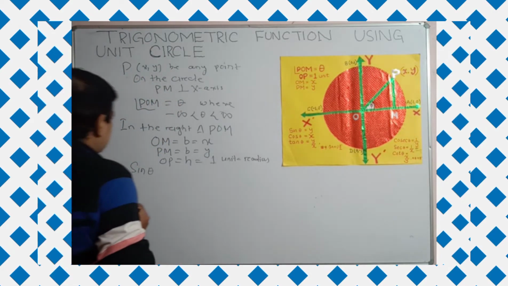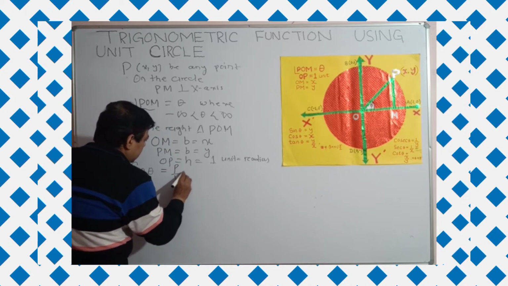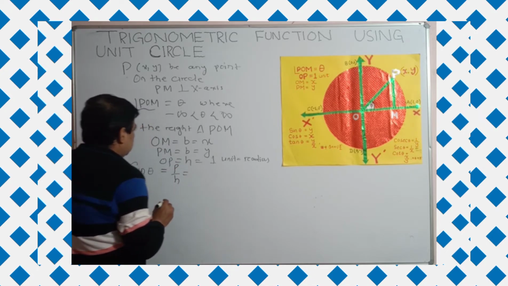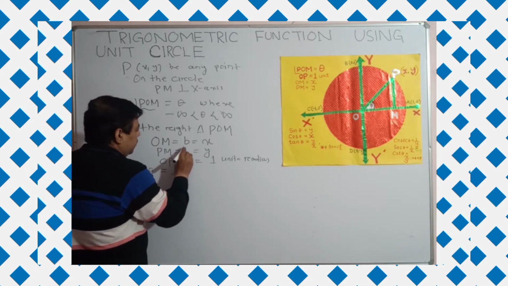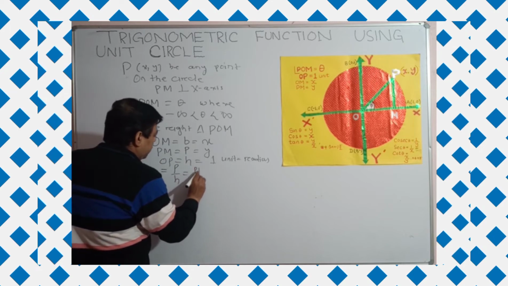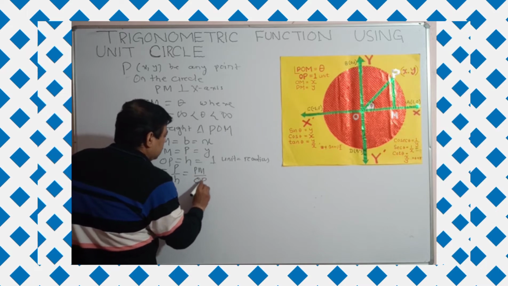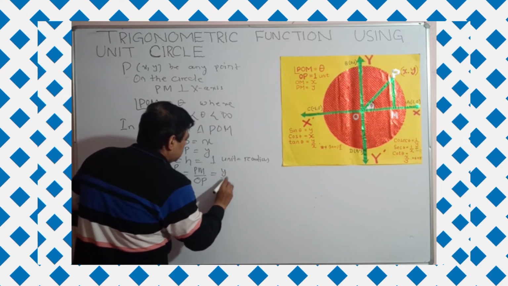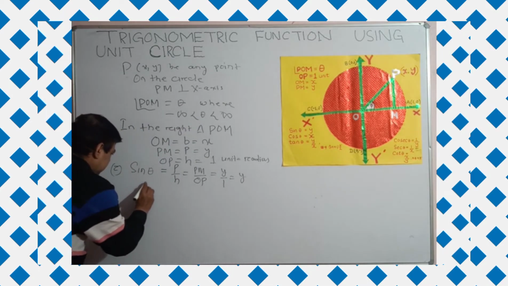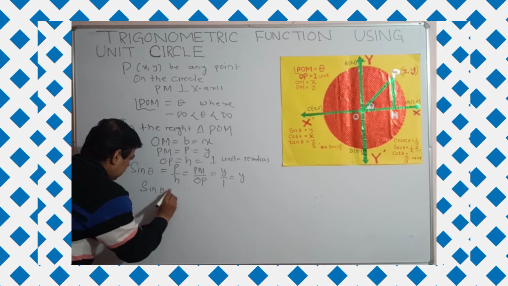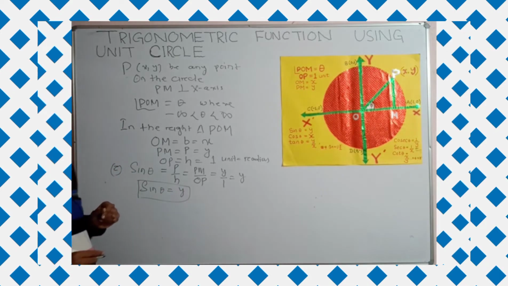Sin theta, as we already know, is perpendicular by hypotenuse. Here PM is the perpendicular, so PM upon the hypotenuse OP, which is y upon 1, which is y. So we got sin theta is equal to y.